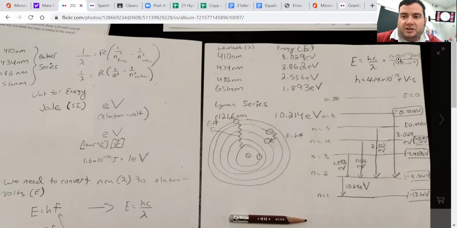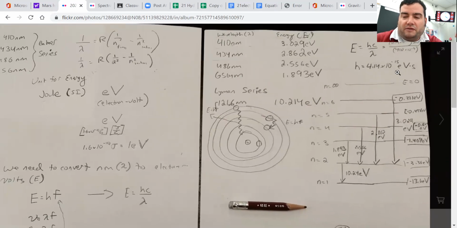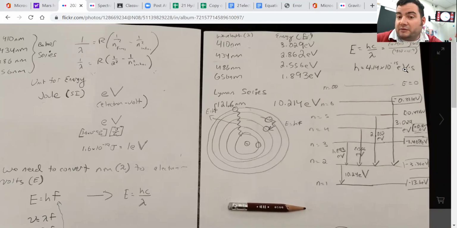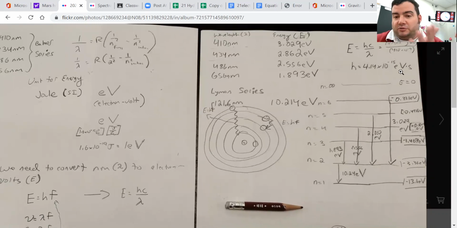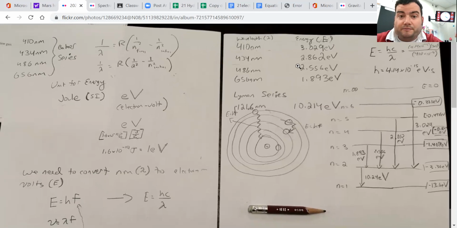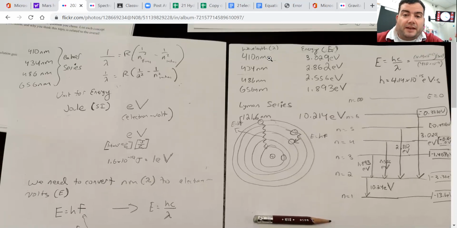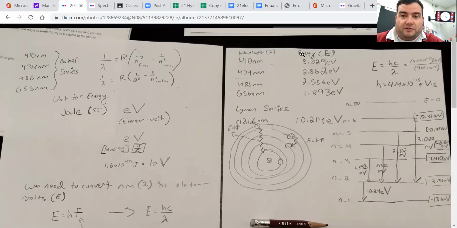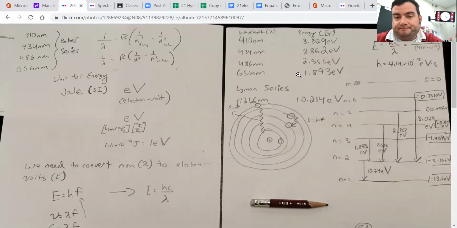Here's a sample calculation here. I'm using this value of Planck's constant, which uses electron volts instead of joules. It's your choice which one you use, but if you use this one, your units end up in electron volts. So each of these wavelengths of light corresponds to a certain energy transition.